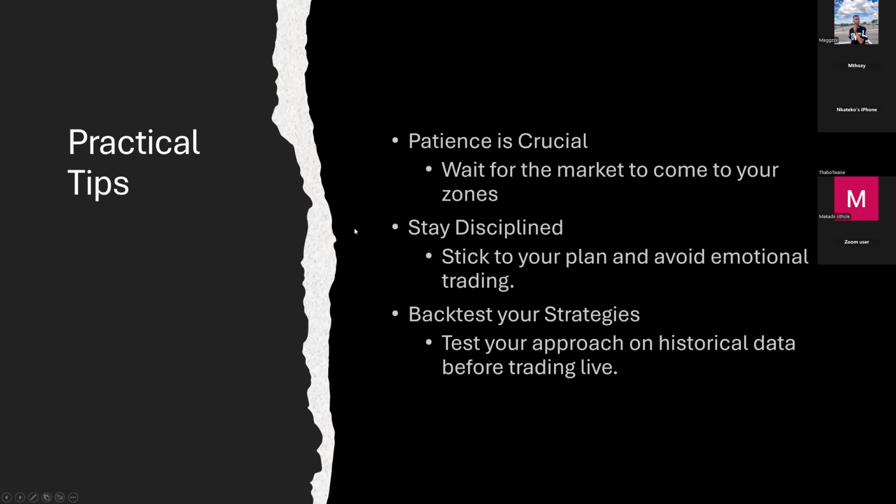Now, moving on to the next slide here. These are the practical tips, especially for ICT traders. Patience is crucial. You should not try to force the market just because you see that 2022 model. Rather, wait for the market to come to those specific zones of yours. Stay disciplined and stick to your plan to avoid emotional trading. And finally, you should backtest your strategies. Test your approach on historical data before trading live.